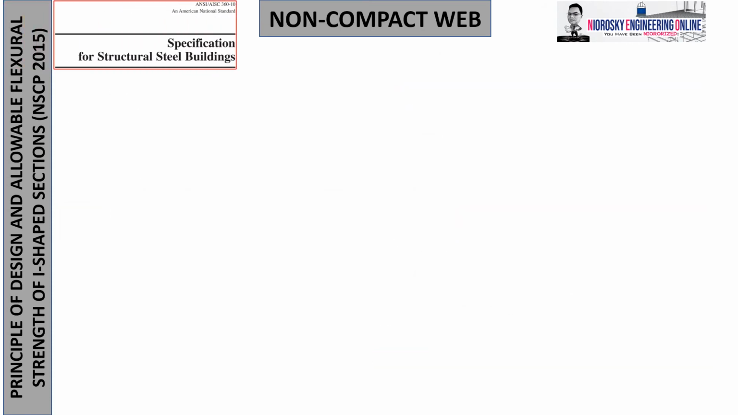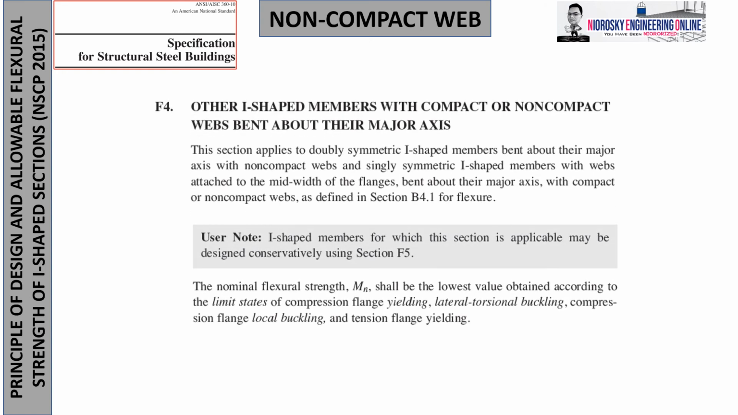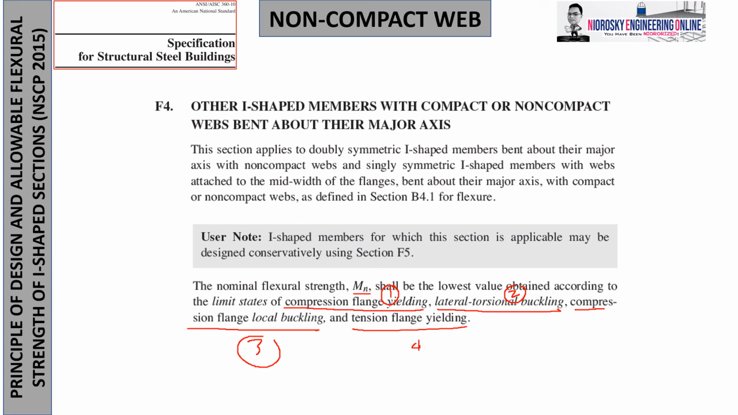Now, in equivalence to AISC 360-10, so ganun din yung sinasabi niya. So, nominal moment capacity should be the lowest among these, no? First state is the compression flange yielding, number 1. So, ito yung number 1 natin. Lateral torsional buckling, number 2. And compression flange local buckling, 3. And also, tension flange yielding is number 4.